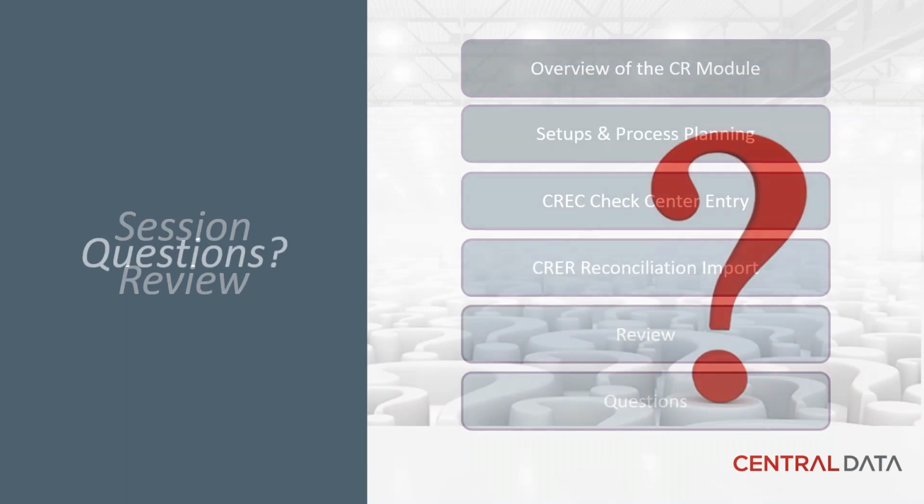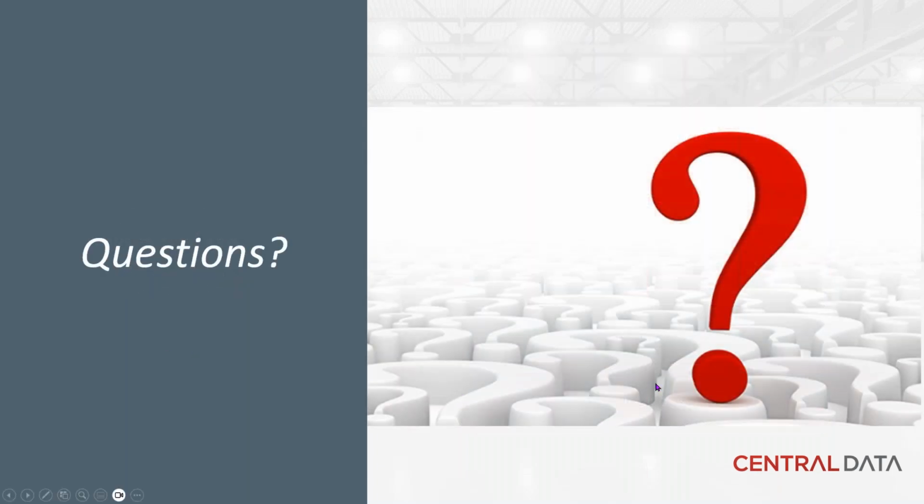And that leaves us a couple minutes for questions. And I do see one from Amy that came a little bit earlier. How can a CRRT show no variance, but it does not match the bank GL? That's a great question, Amy.